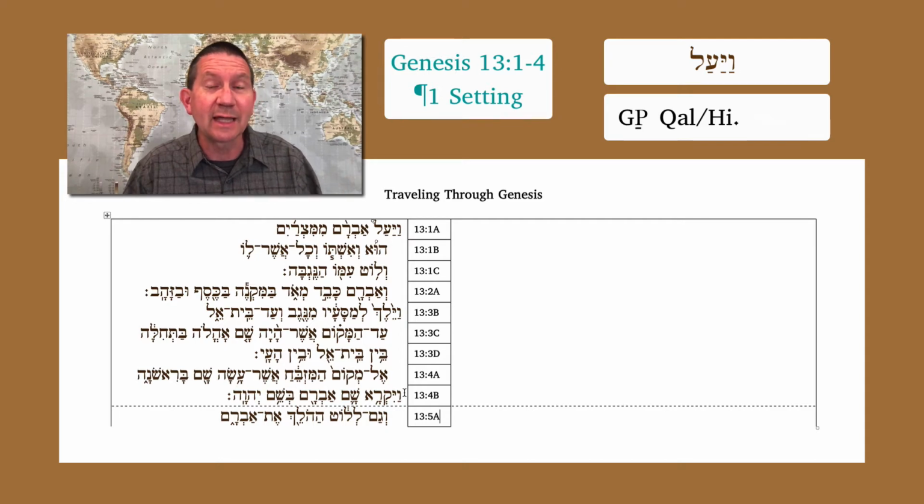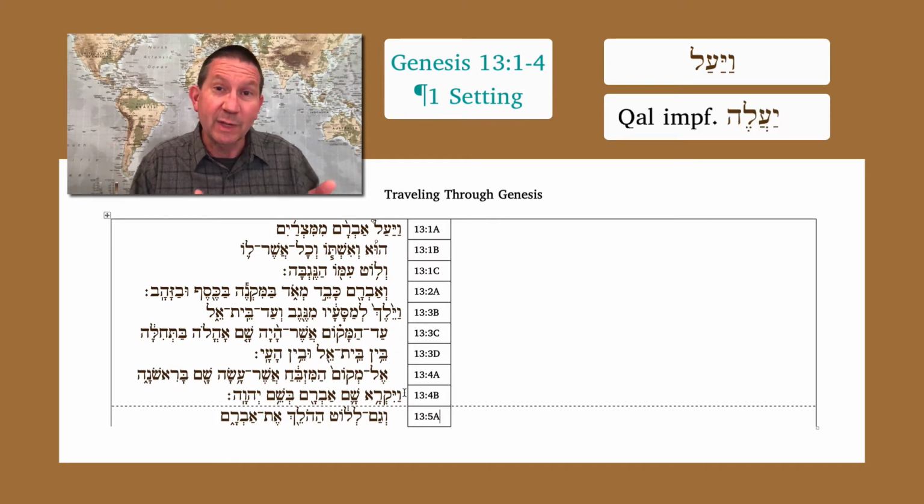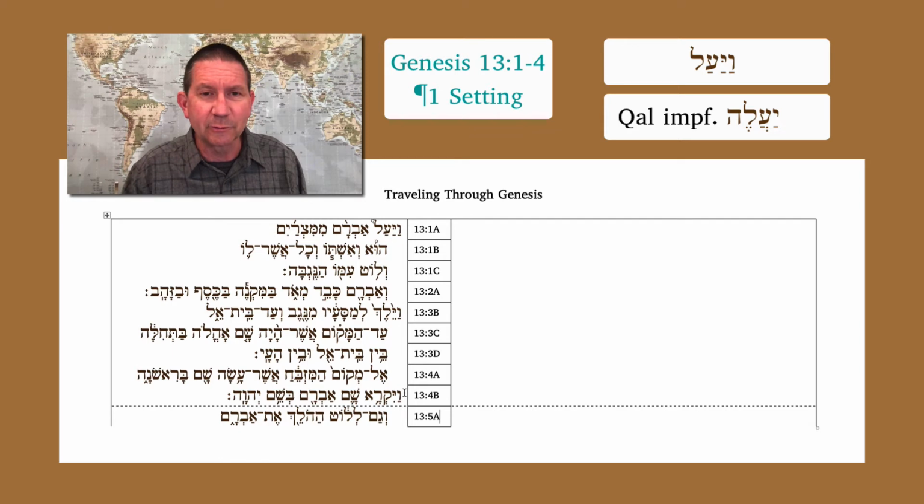Before we look for a direct object, what is the root? Yeah, the root is alah. If we had, say, the kal imperfect, we would have had ya'aleh because we would still see the final hey at the end. When we have the jussive or the preterite, it moves the accent up, and we lose the mater hey. The form would be ya'aleh in the kal because originally the third root letter was yod, and that's represented by the E-class vowel.